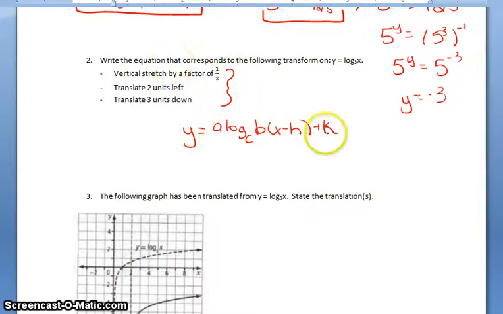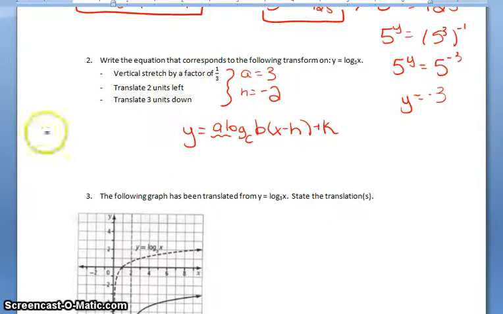So what parameter would a vertical stretch by a factor of 1 over 3 be? If you remember, this here is your a, so they're saying that a is equal to 3. So that's this value here. Okay. Then we're translating 2 units to the left. If you remember, that is affecting the x value, so it's going to be your h. So h there is equal to negative 2. It's negative since we're moving left.